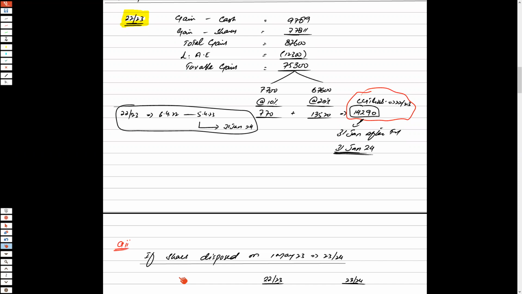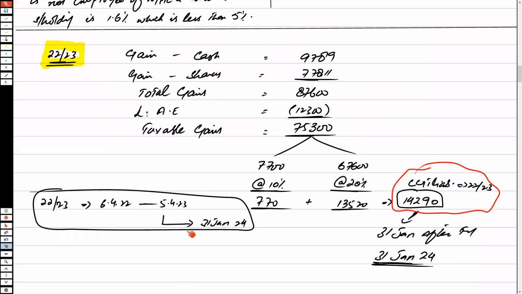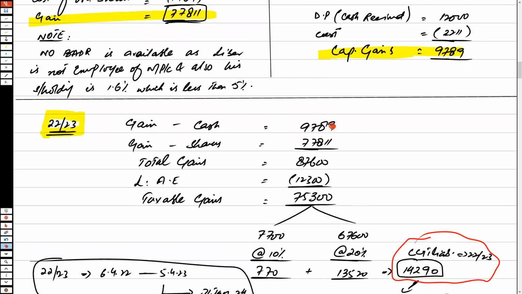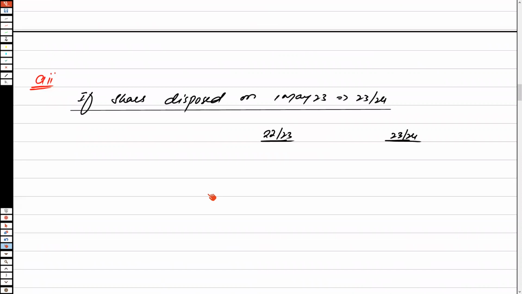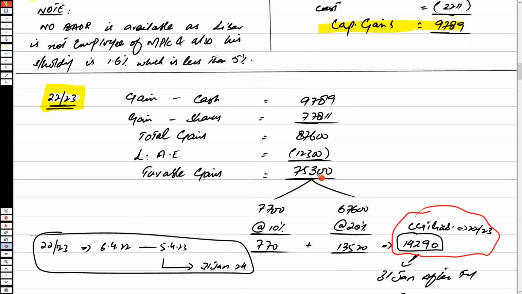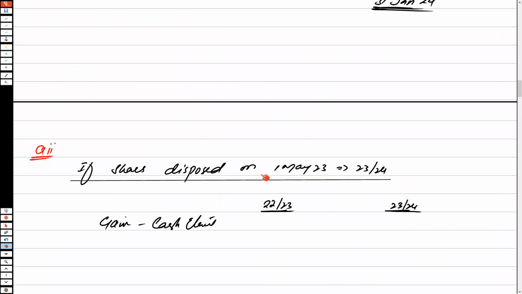So have you calculated any amount? In part A of the question, both gains were in the same fiscal year, so we added both. But now in part A2, the examiner is asking if it is beneficial for a person to delay the disposal of the shares, what will happen then? So basically, the gain on the cash element will be taxed in the fiscal year 22-23, and the amount of this gain is 9789.